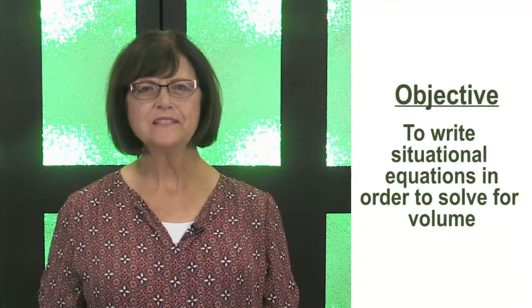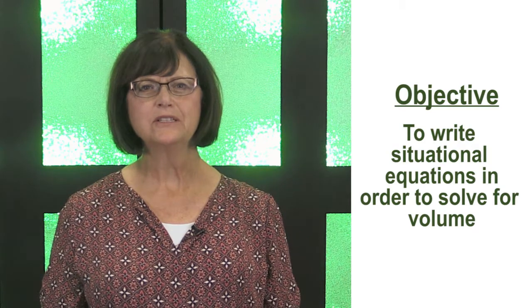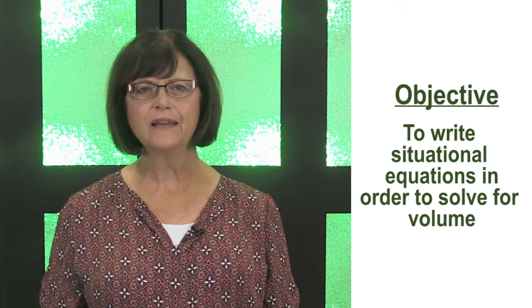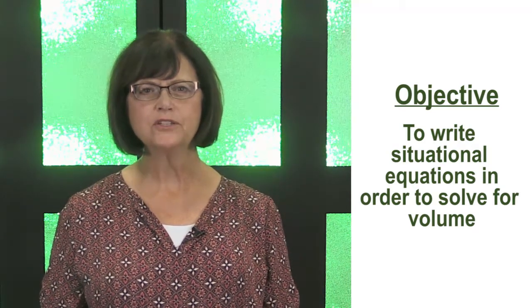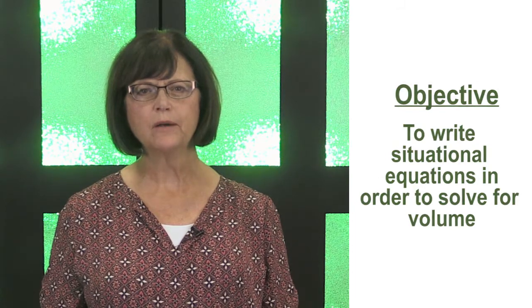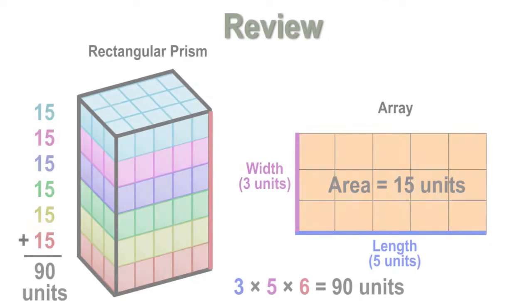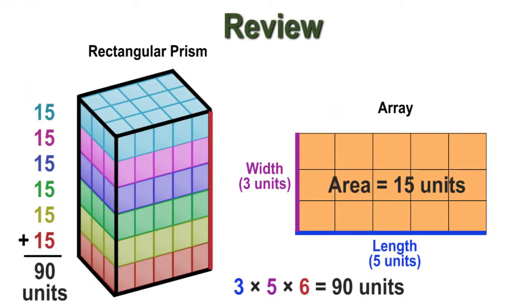The objective of this lesson is to have students use what they know about volume and develop situational equations in order to solve given problems. In previous lessons, students have written situational equations to find the volume of rectangular prisms. To find the volume of a rectangular prism, the area of the base is found by multiplying the length by the width. The area of the base is then multiplied by the height of the prism.